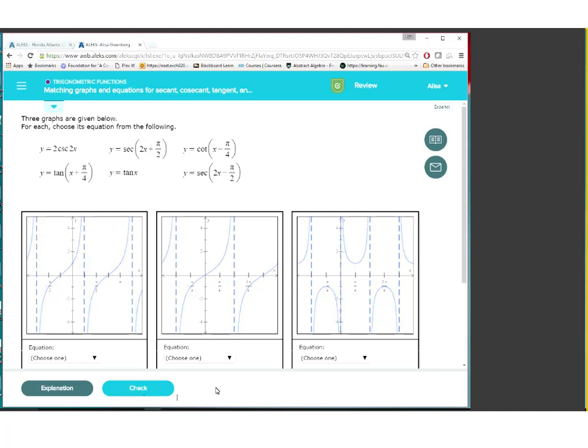We're going to look at where the asymptotes are. Again, we're going to start with the left. Okay, where are the asymptotes? We have an asymptote at negative 3 pi over 4 and at pi over 4. Very good. So if it were tangent, it would be shifted to which direction?